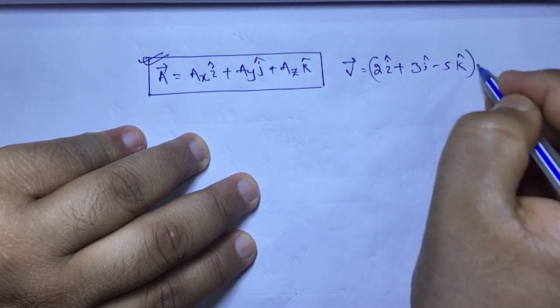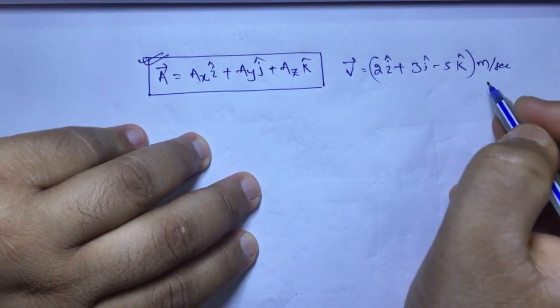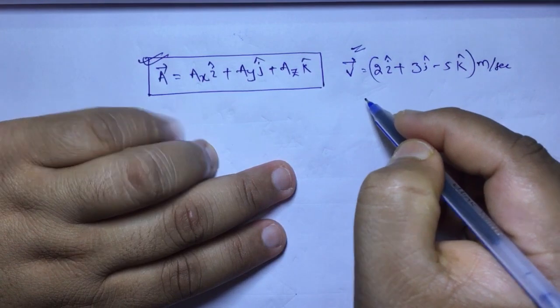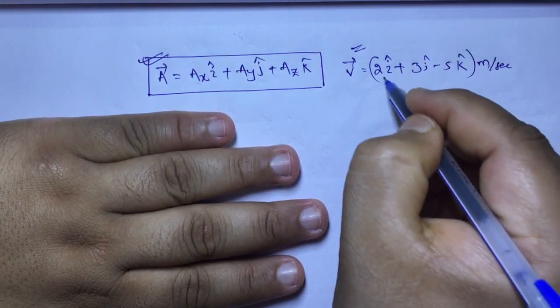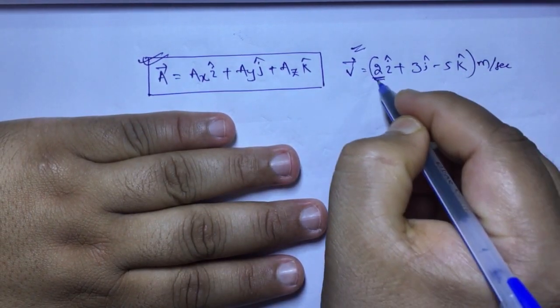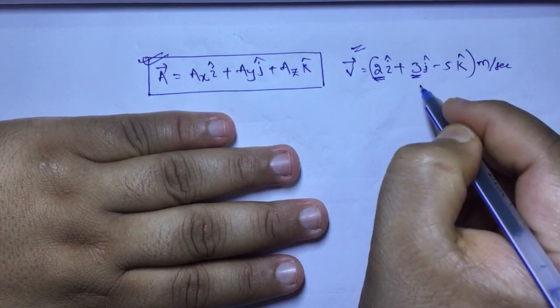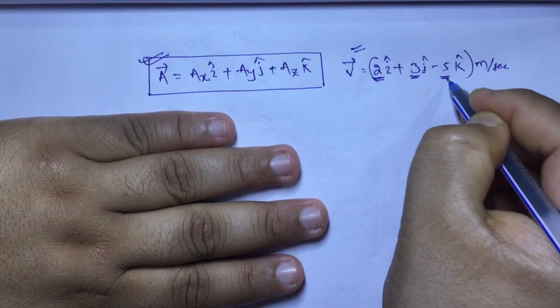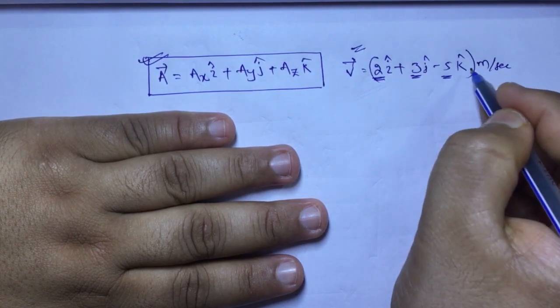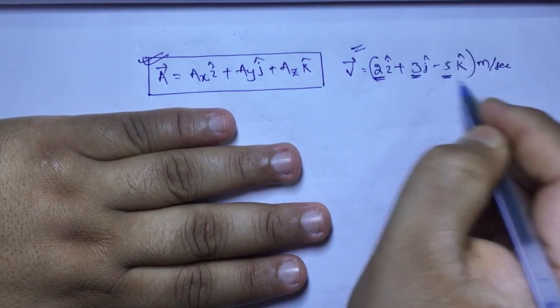this much meter per second. What does this mean? This means v vector is a vector which has 2 meter per second component along x axis, 3 meter per second component along y axis, and 5 meter per second component along minus z axis. That is its meaning.